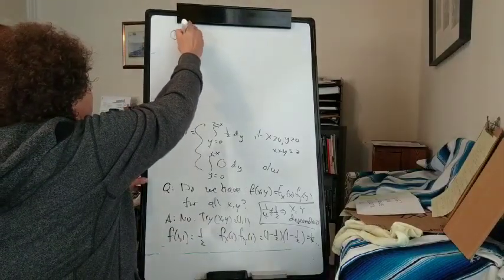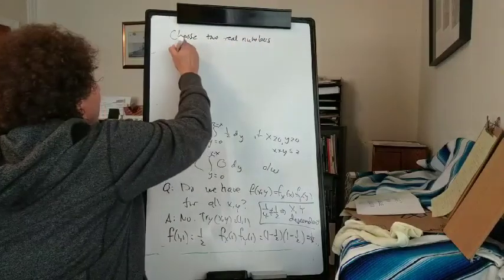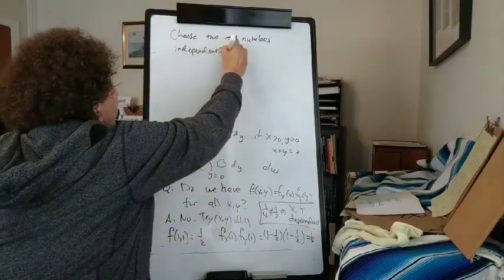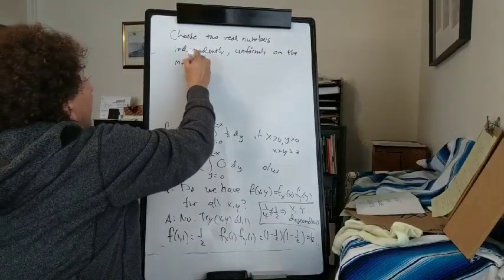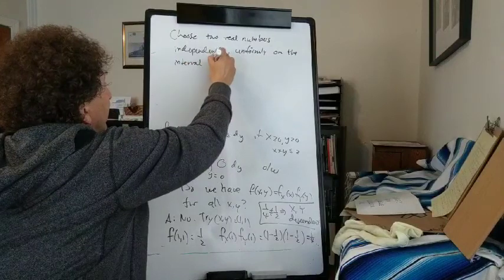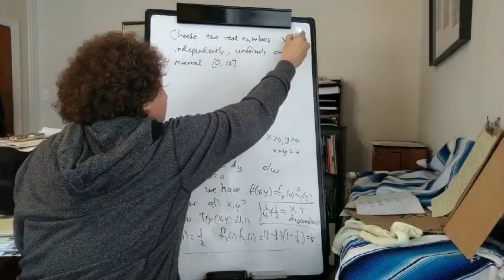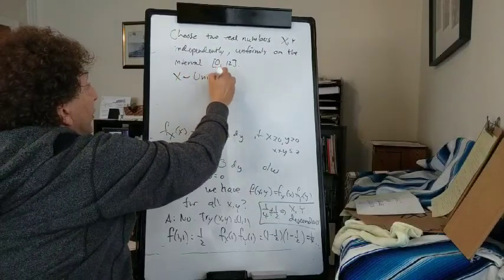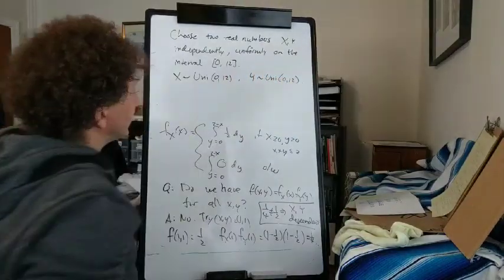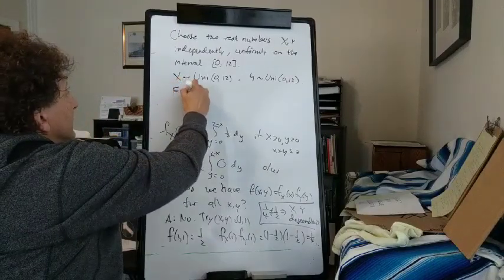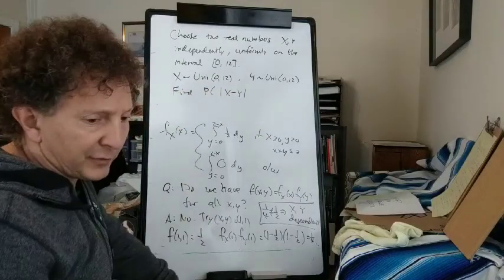So let's choose two real numbers independently and uniformly on the interval from 0 to 12. Let's say the real numbers are x and y. So x is uniform on 0 to 12 and y is uniform on 0 to 12. Let's find the probability that the numbers differ by at least 2.